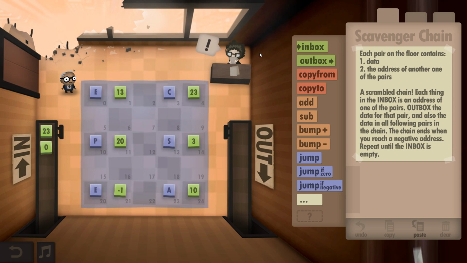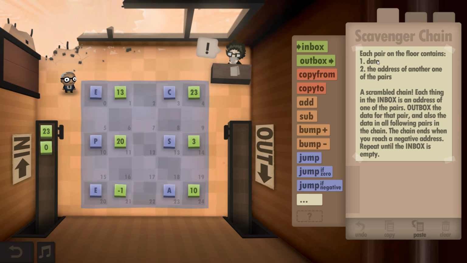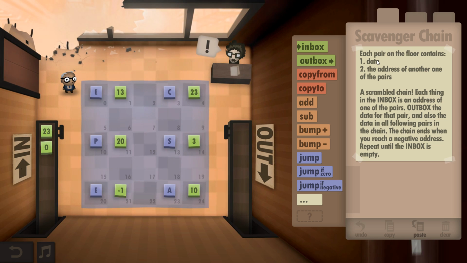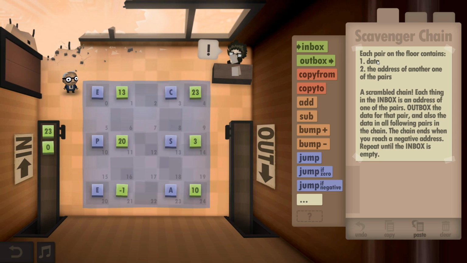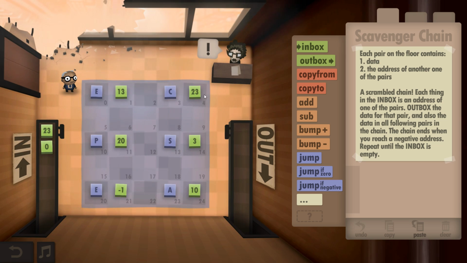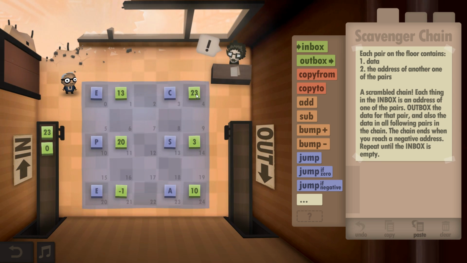Okay, each pair on the floor contains data, the address of another one of the pairs. A scrambled chain. Each thing in the inbox is an address of one of the pairs. Outbox the data for that pair, and also the data in all following pairs in the chain. The chain ends when you reach a negative address. Repeat until the inbox is empty. Each thing in the inbox is an address. Okay, so 23 is the address of this one. So we should start here. Outbox the data, we outbox the C.